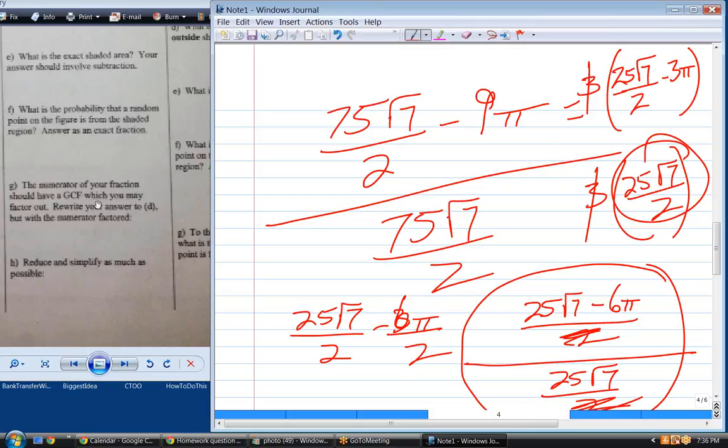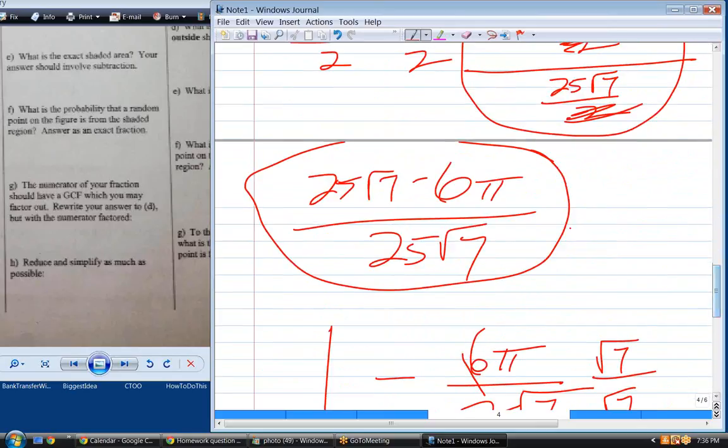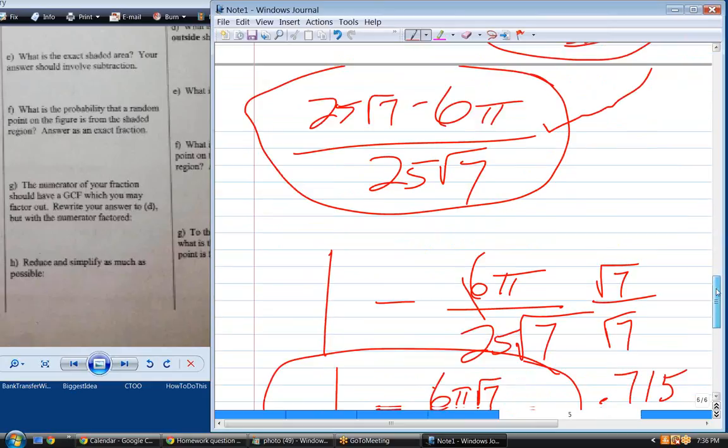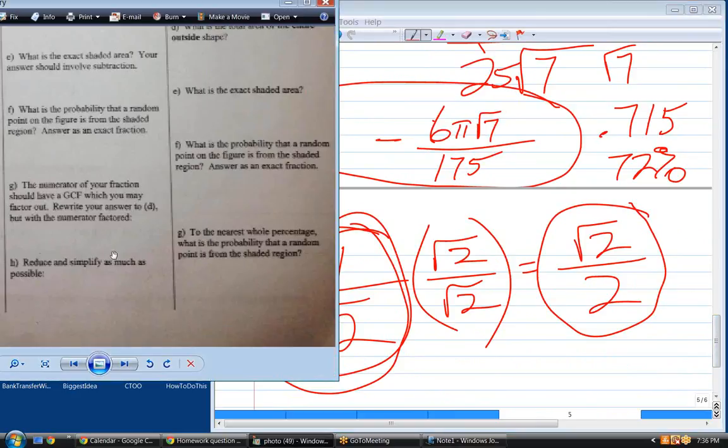G did not apply to the first problem. There was no greatest common factor. This one actually had it. So it's possible you might want to put down this for F, put down this for G, and put down 72% for H.